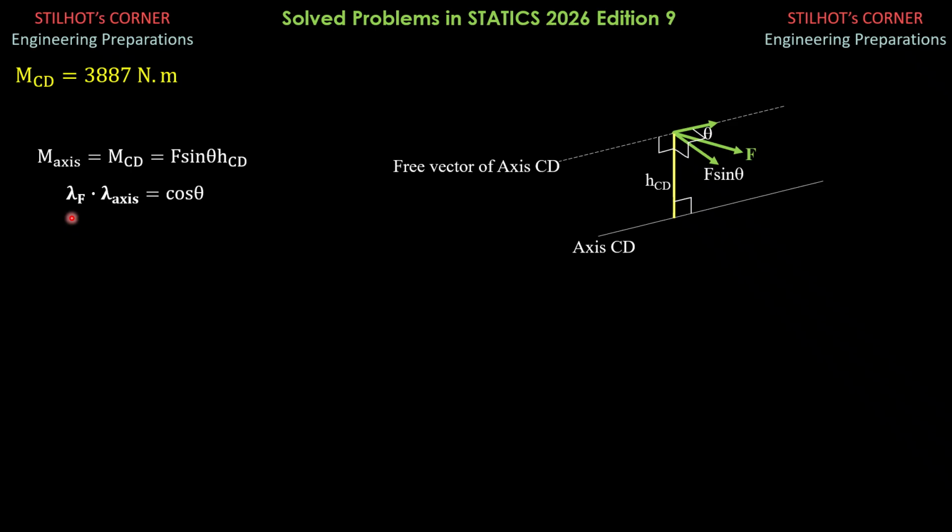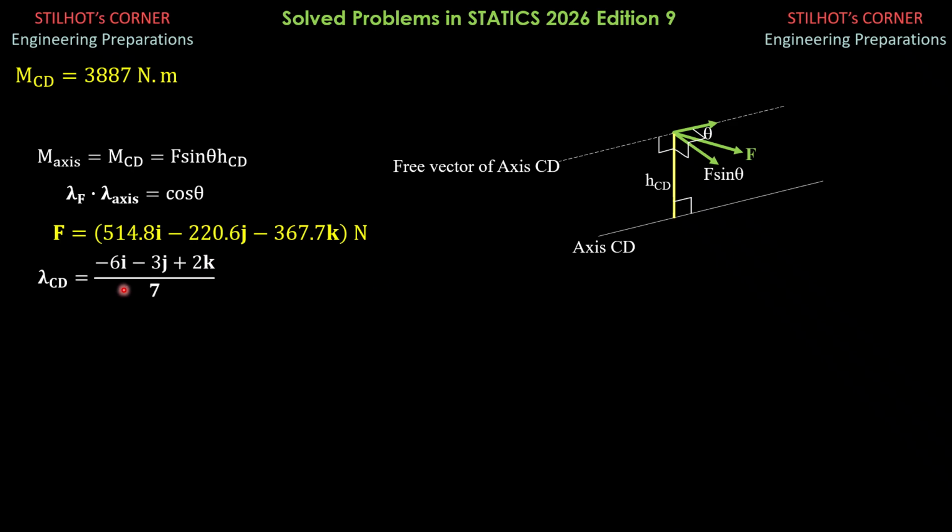because, remember, the magnitude of the unit vector of force is 1. The magnitude of the unit vector of axis is also 1. So 1 times 1 times the cosine of the angle between them, theta. So what is lambda of F? We already expressed F in vector form earlier. The magnitude is 670. So we just divide this vector form or Cartesian form by 670. So lambda of CD, on the other hand, is negative 6i, negative 3j, plus 2k over 7 from the preceding slides, while lambda of F, unit vector of F, is this force here divided by magnitude 670.